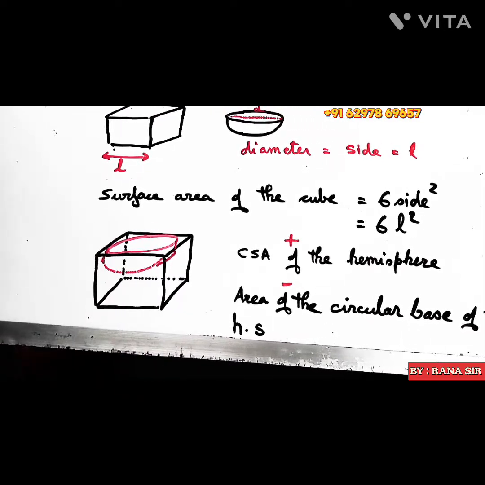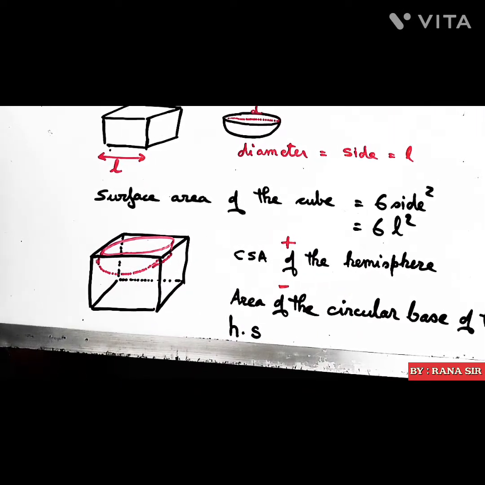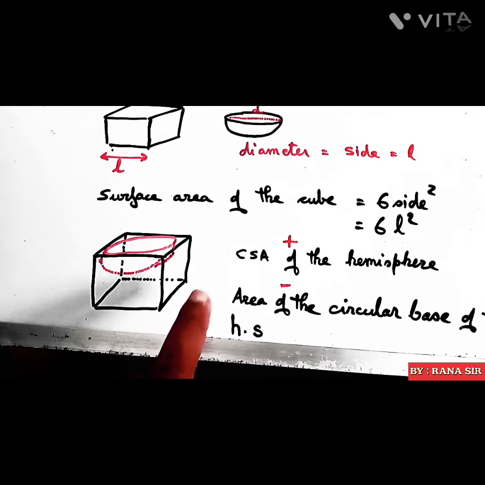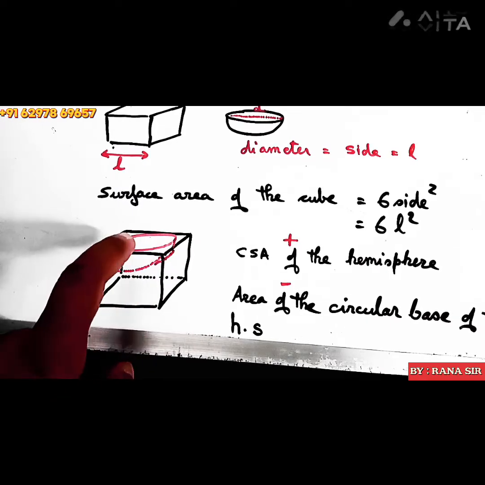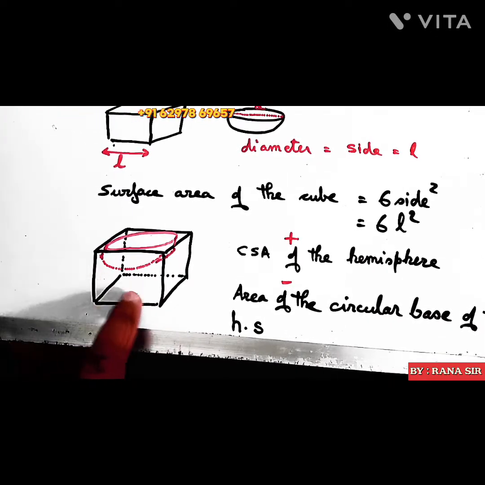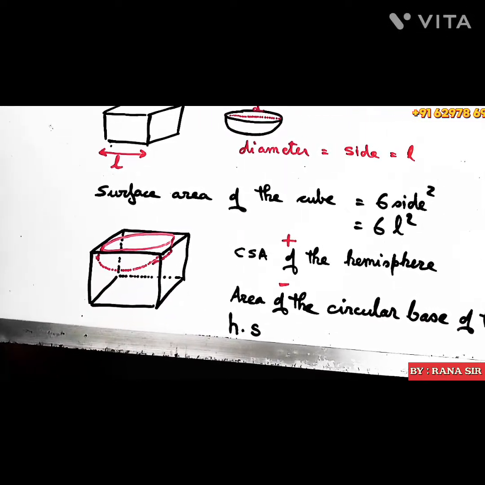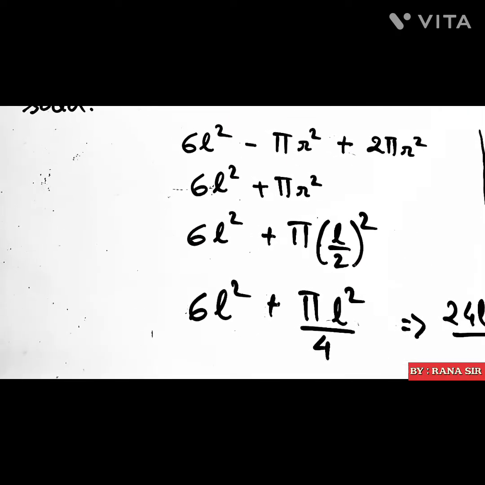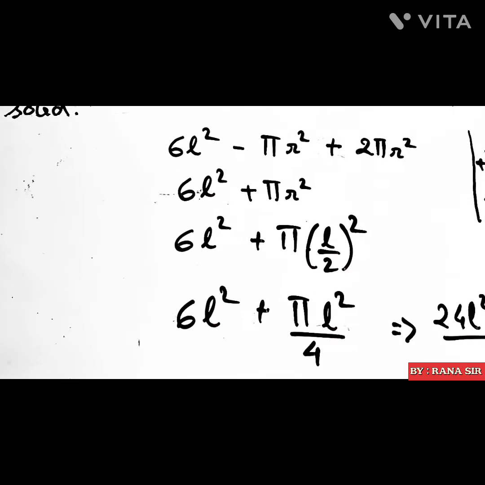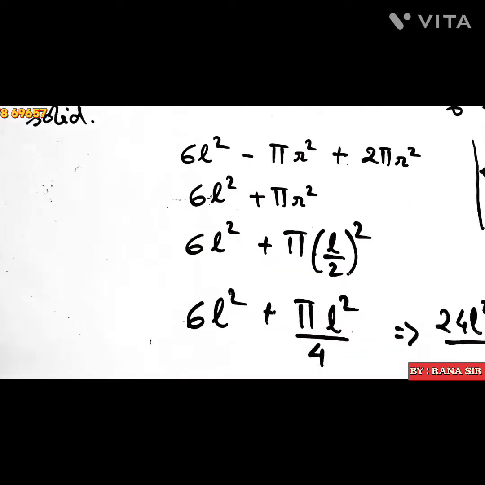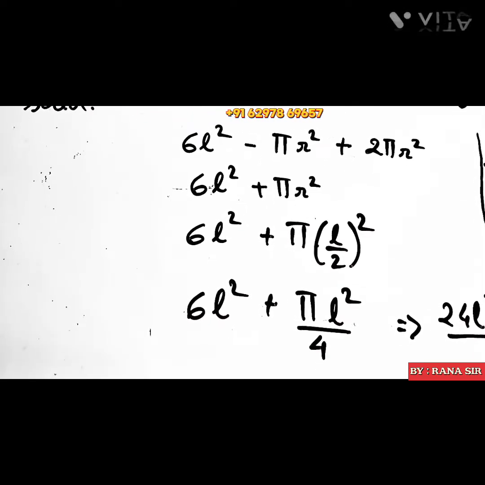The area of the circle has to be deducted from the total surface area of the cube. I'll again repeat, from the total surface area of the cube, the circular base, that is the area of the circle, has to be removed, and the CSA of the hemisphere has to be added. So 6L square, this is the surface area of the cube, minus pi r square, this is the area of the base, plus 2 pi r square, this is the curved surface area of the hemisphere.